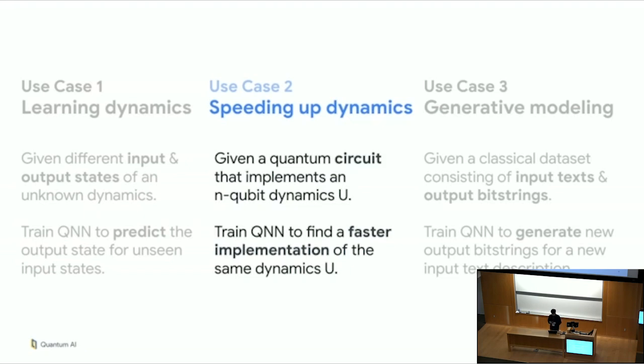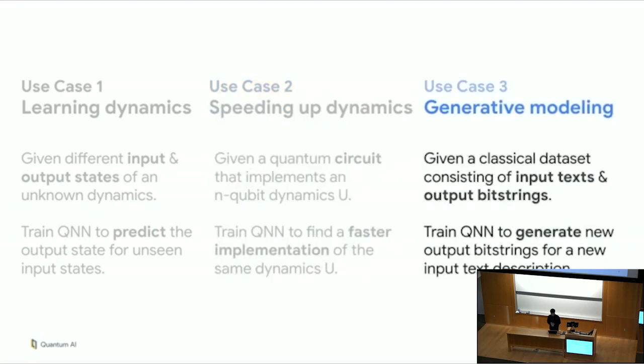So here, information-theoretically, there's no learning involved because all the information is there. We have the unitary. We know exactly what we wanted to implement. But here we want the quantum neural network to learn a faster implementation, so like compile it so that it becomes much easier to run on current devices. That's another use case.